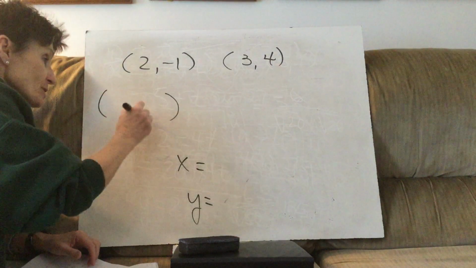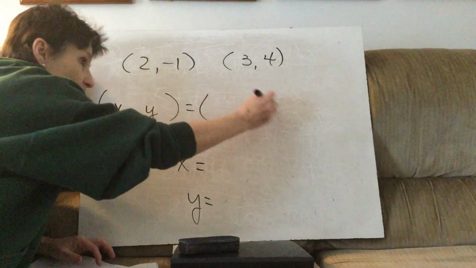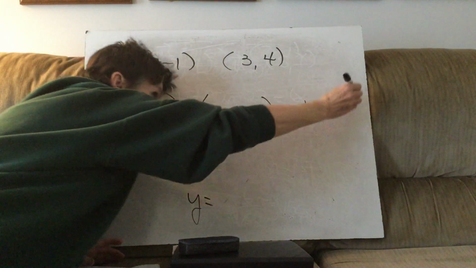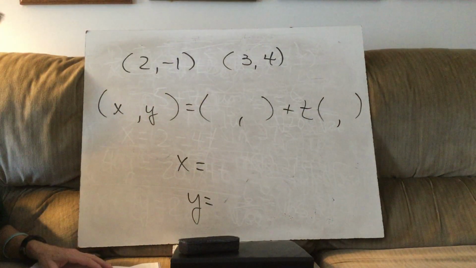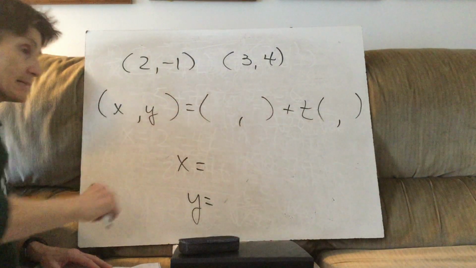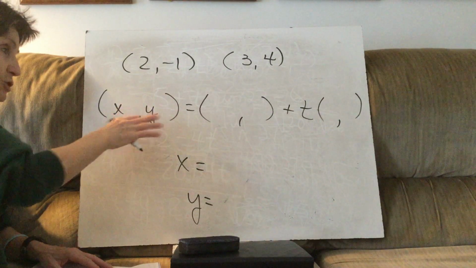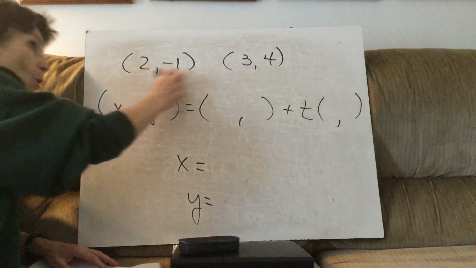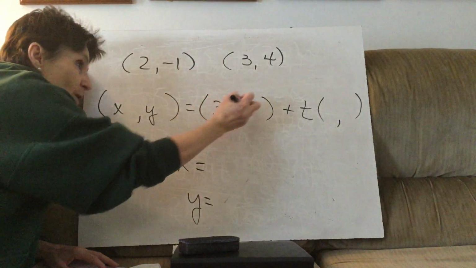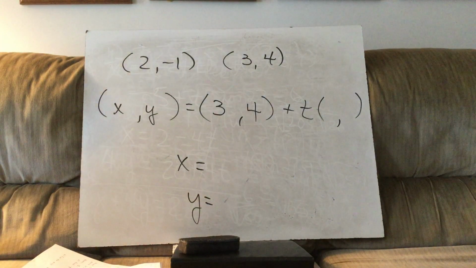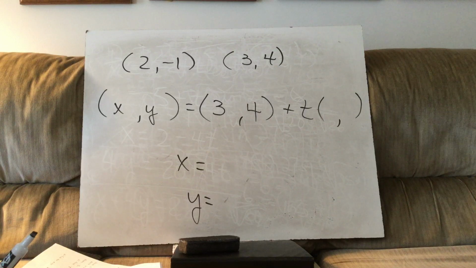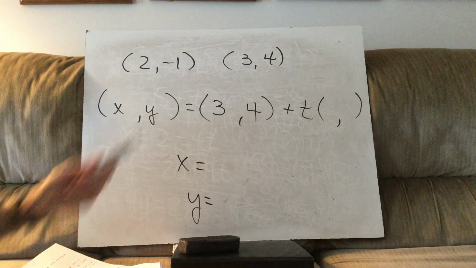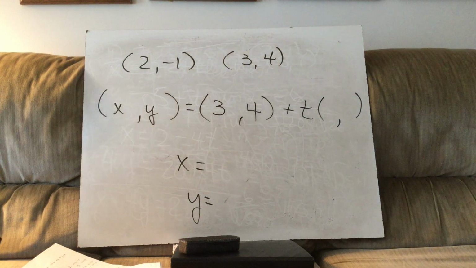You want to start with this format. So you got 3 parentheses, and you're going to plug stuff in. And the first one always is just x, y. That's easy. The second one is always just one of these points. So pick whichever one you want. I'm going to use 3, 4. If you want your answer to look exactly like mine, then pick 3, 4. If you don't care if you match my answer exactly, you can use 2, -1. There's more than one form of the correct answer to this problem.